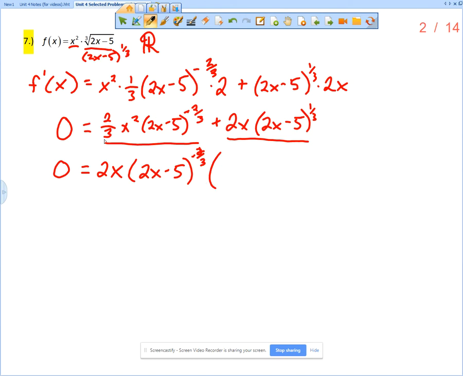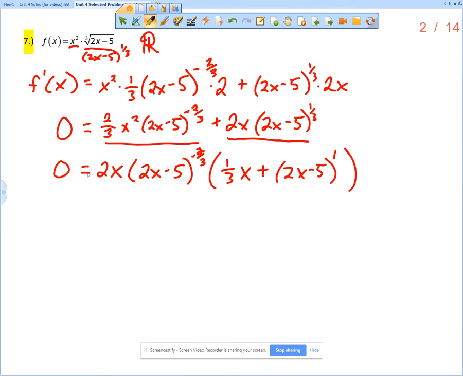Now what does that leave me with? I took out a 2 from 2/3, so I have 1/3, and then I have an x. And I took out the 2x minus 5 to the negative 2/3, so nothing else in the first term. Then I have plus. I took out the 2x, so now I have 2x minus 5 to what power? If I were to distribute this back, the negative 2/3 would be added to whatever power is here. So there's actually a first power here, because negative 2/3 plus 1 is 1/3. So this is the correct factored version.